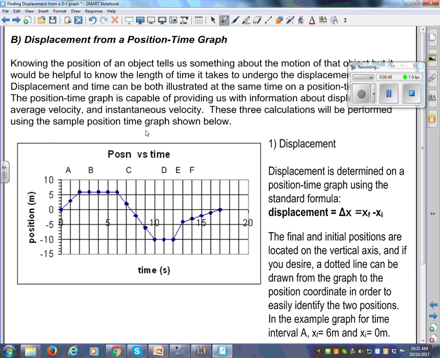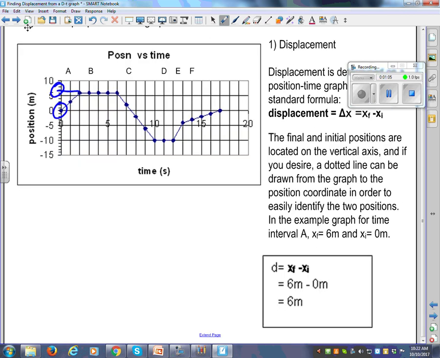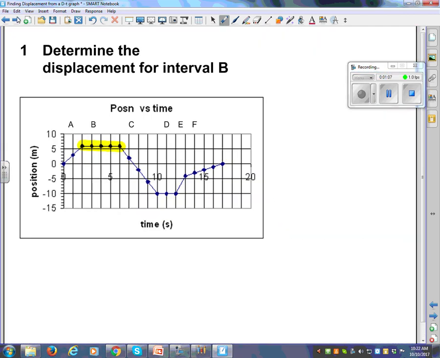I taught you how to find displacement. How do you find displacement on a position time graph? You look for the y values because the y value is the position. And then you go final minus initial. The final is the one that's further to the right. Remember, a flat line means what on a position time graph? No displacement, no movement, velocity zero. Stopped, at rest.